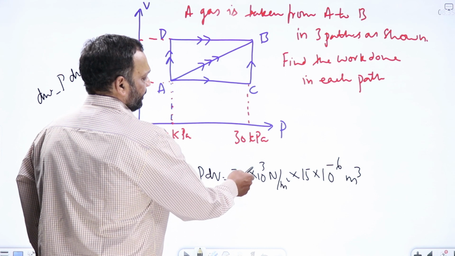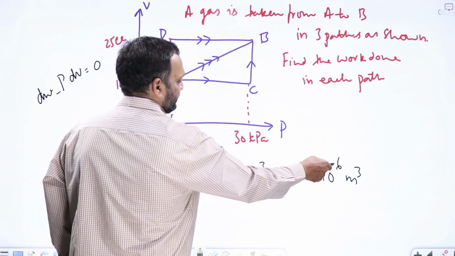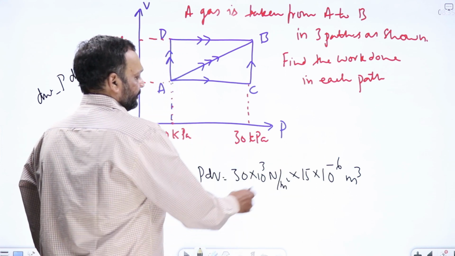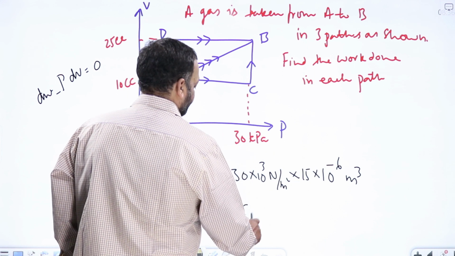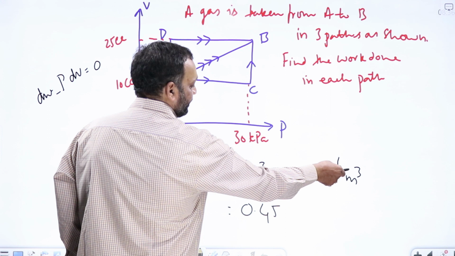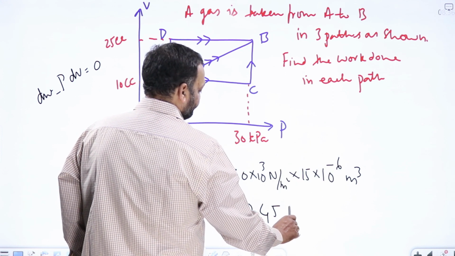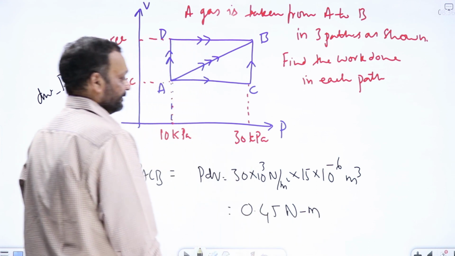30 into 10 to the power, that is 3 into 10 to the power 4 into 10 to the power minus 6, which is 10 to the power minus 2. 3 into 15 is 45. 45 into 10 to the power minus 2, 45 Newton per meter square into meter cube. That is nothing but, Newton meter is the work done.